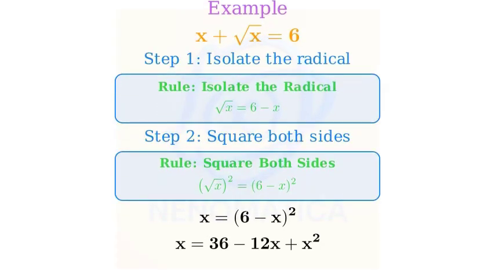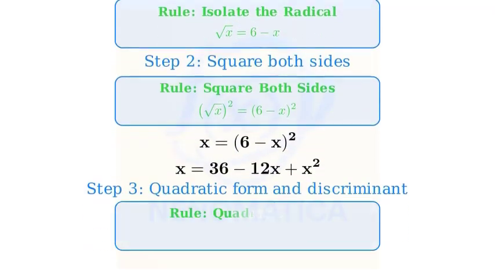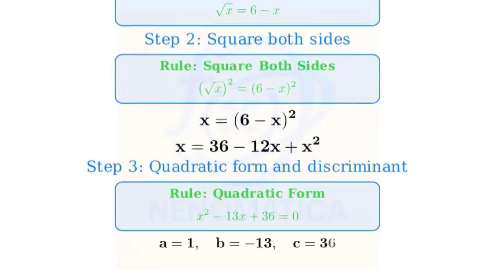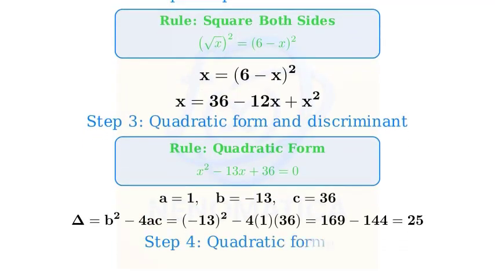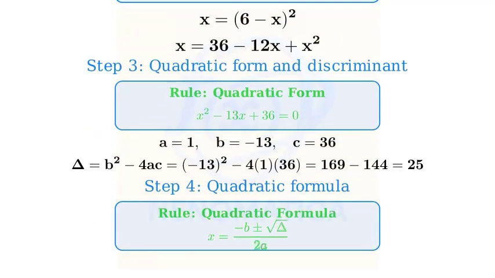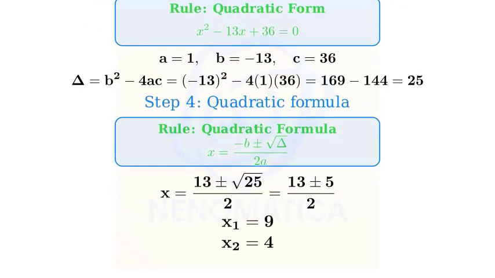On the left, the square and the square root cancel, giving x. On the right, we expand the binomial (6 minus x) squared. Step 3. Bring all terms to one side to get a standard quadratic. Then read off the coefficients a, b, and c and compute the discriminant delta. Step 4. Apply the quadratic formula. With delta equal to 25, the square root is 5. So x equals 13 plus or minus 5 over 2, which gives the candidates x equals 9 and x equals 4.